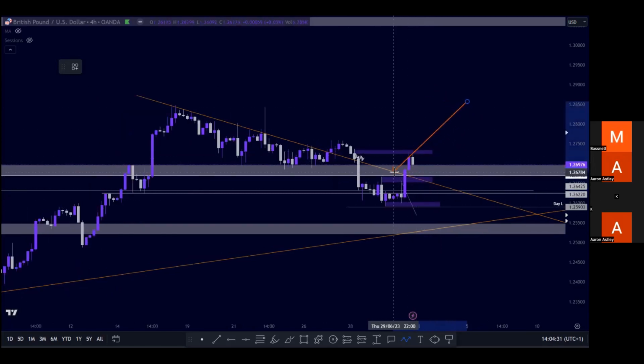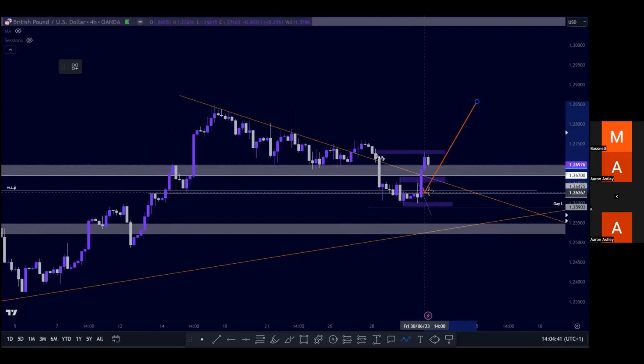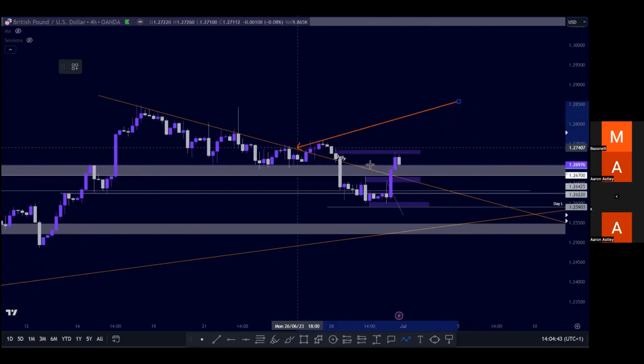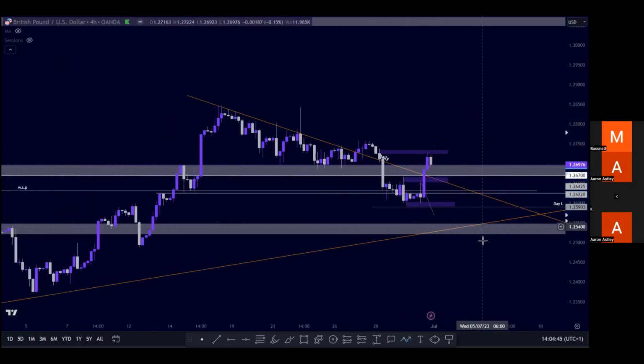But this could also just be a fake out to the upside to grab liquidity from this area where we left these imbalances. So this could just be a liquidity grab before heading back down to retest these areas, potentially fall back inside that trend line.